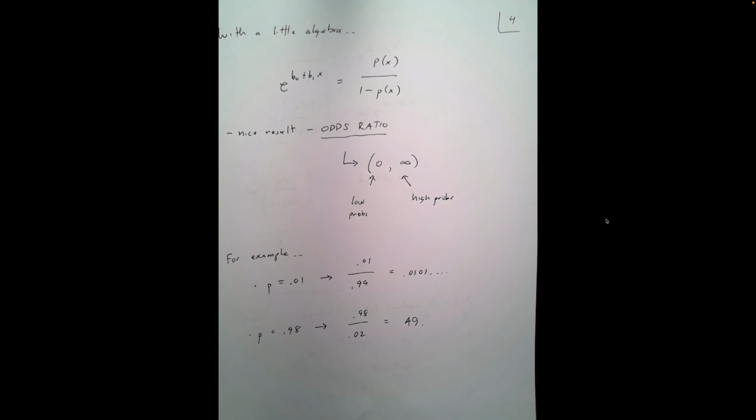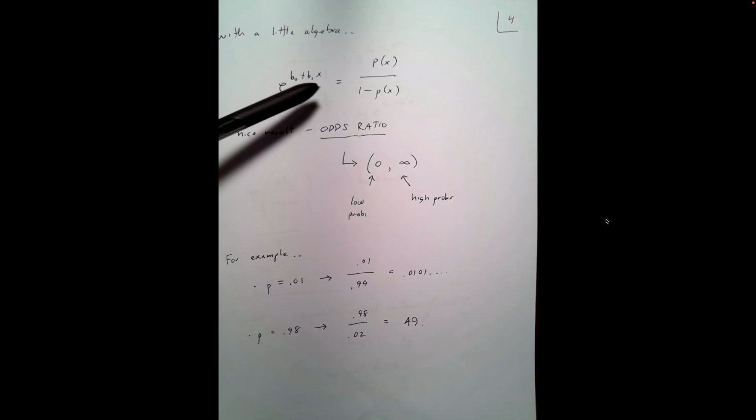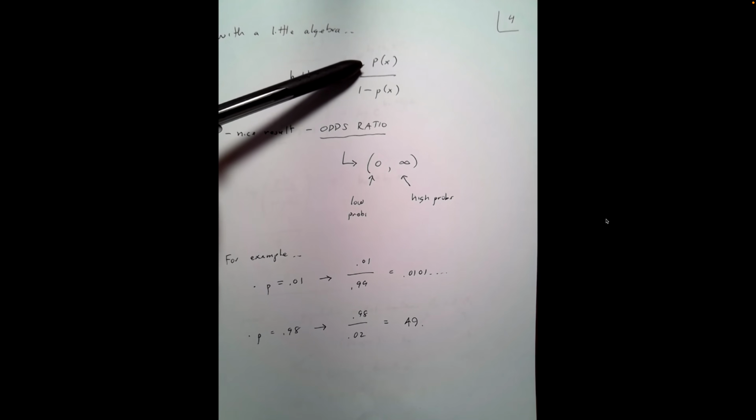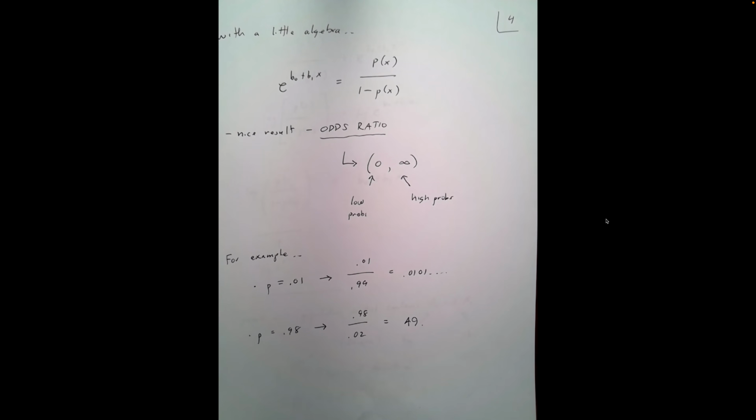So with a little bit of algebra, we can manipulate the probability of X equals e raised to the b0 plus b1x over 1 plus e raised to the b0 plus b1x. Just a little bit of algebra, and again, this is not a difficult task. We can isolate the e raised to the b0 plus b1x term and see that it is equal to the probability of X over 1 minus the probability of X.